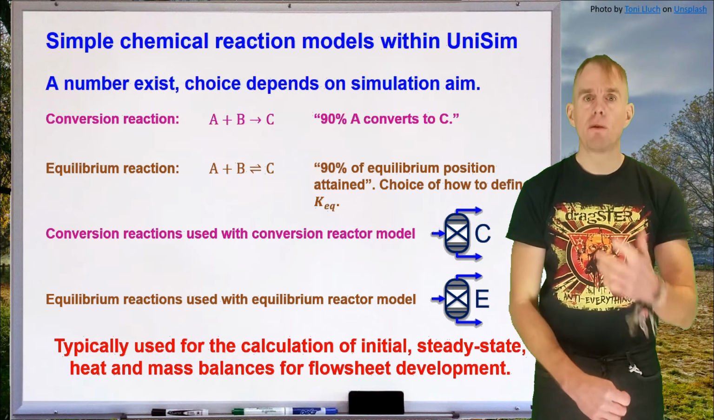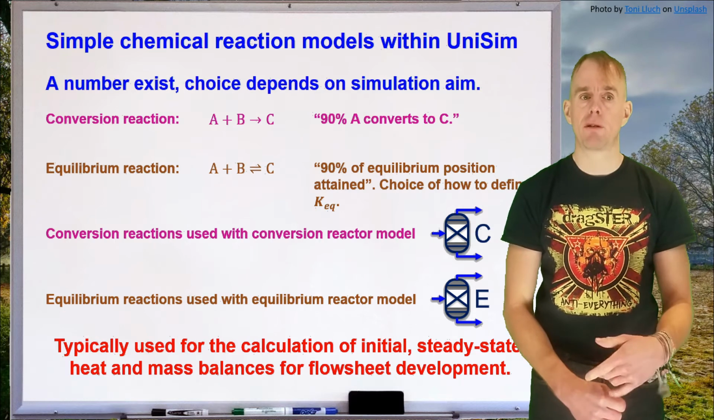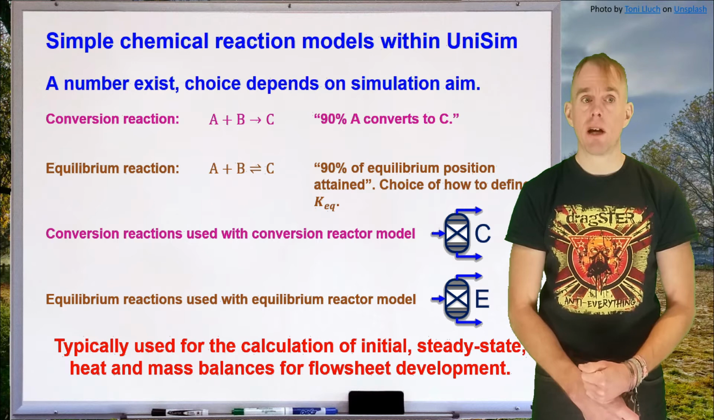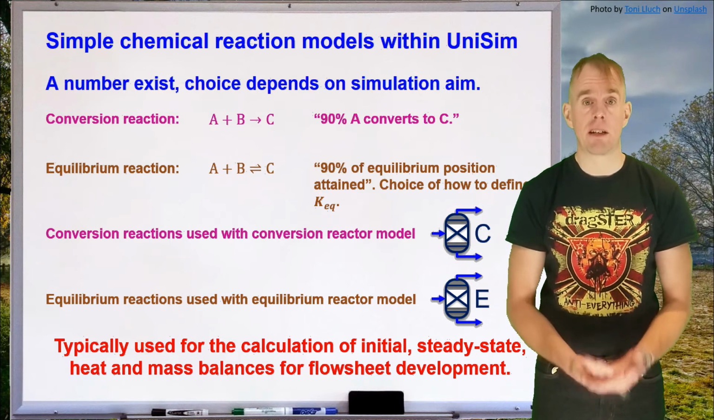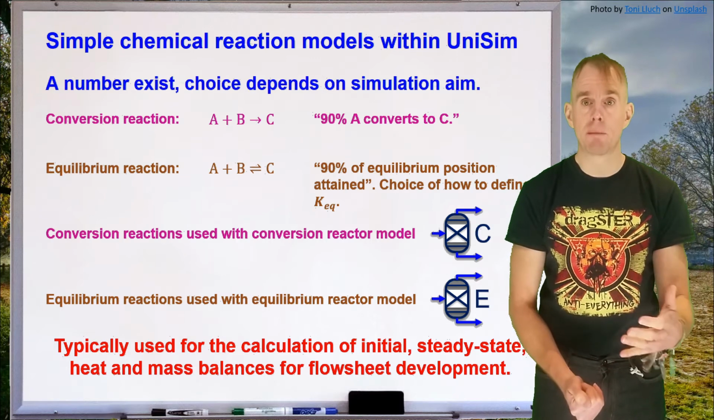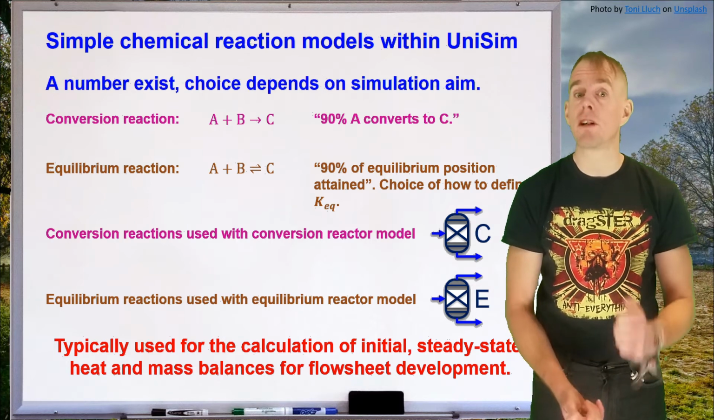So these two reaction models are very useful for the initial steady-state heat and mass balance development of a flowsheet, because you don't need to know detailed kinetics. All you need to know is some idea of conversion or equilibrium, or the desired conversion or desired equilibrium.